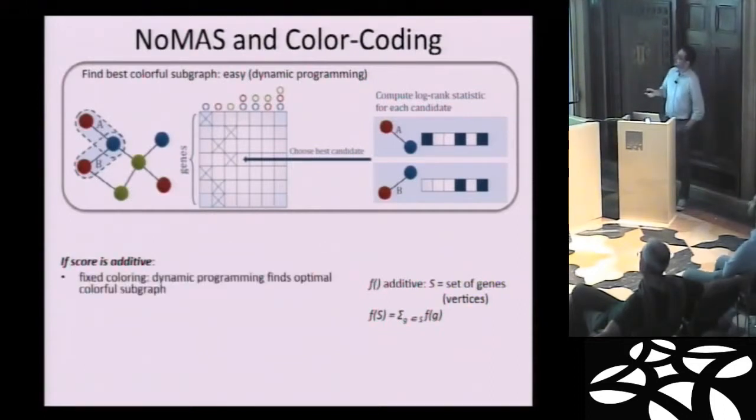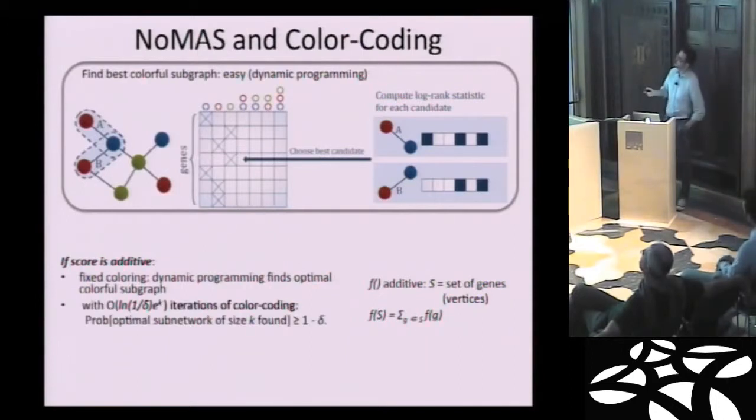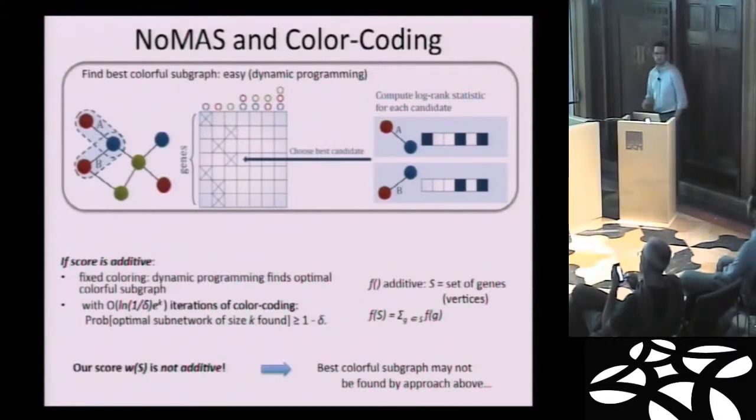So when this is true, we have that finding the optimal colorful subgraph is easy, and so if we repeat some number of iterations of this procedure, we will find the optimal subnetwork of a certain size with probability greater than or equal to a bound that we can fix. The problem for our approach is that the score we are using, the log-rank statistic, is not additive. So what that means is that even if the optimal solution that we are looking for is colorful in a subgraph, we may not be able to find it by this approach. So what should we do?